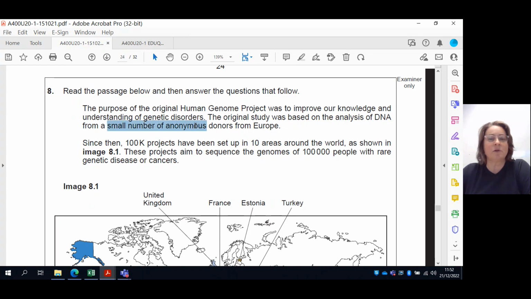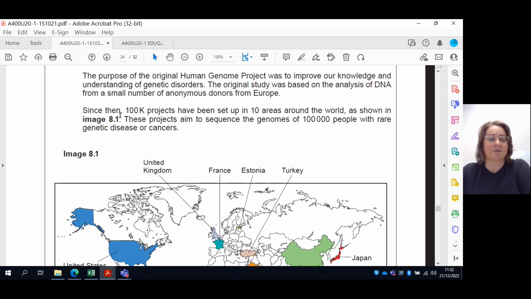The original study was a small number of anonymous donors from Europe. We do not know any more. Okay. Then, we've got 100K projects being set up. These ones are now specific with regards to rarer genetic diseases and cancers, analyzing and sequencing the human genome with regards to identifying those codes and putting a basis into place as to how we can potentially treat those particular genetic conditions and cancers.